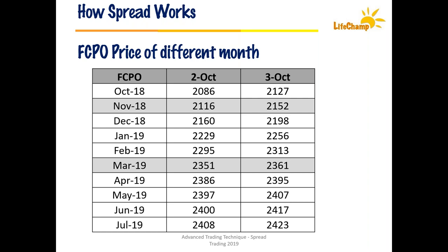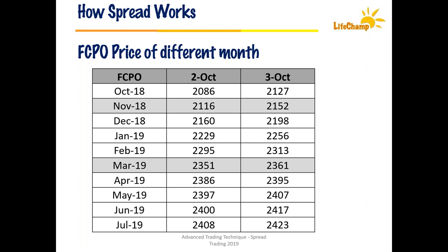Now, to see how this spread works, I extracted some data from individual contracts. This happened on the 2nd of October, a few months back, 2018. The first column is the contract, which is October, November, December. Every individual contract or expiration date has one contract, and each contract has different prices. For crude palm oil, the October contract on the 2nd of October is 2,086 ringgit, but November is not necessarily the same as 2,086. It can be a different price.